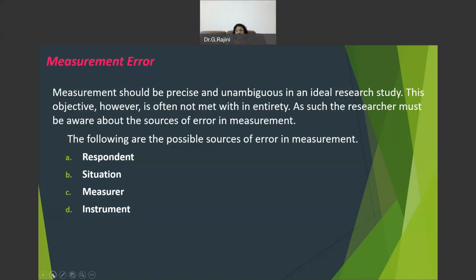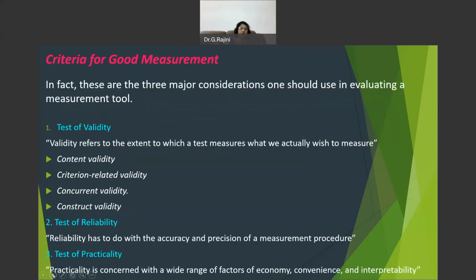The possible errors during measurement are from the respondent, from the situation. That's what I told you, no? Halo effect, central tendency, leniency, all these things are the errors which the respondent makes. Situation, like sometimes they may be in a hurry situation. So situation is an error. Then the measurer: if it is a structured interview schedule, then the interpretation or the way the interviewer takes it will be different. The instrument also sometimes will be confusing. Supposing you use a double-barreled question, then it will lead to a different type of result.